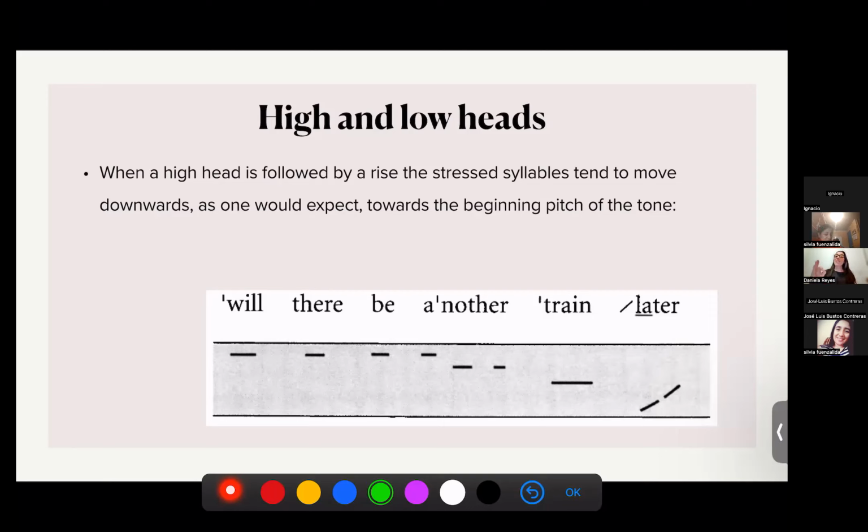Will there be another train later? Yes. Will there be another train later? Another train later. Will there be another train later? Later. Will there be another train later? Yes, very good.